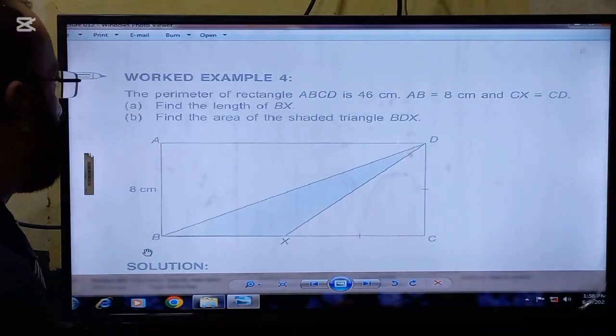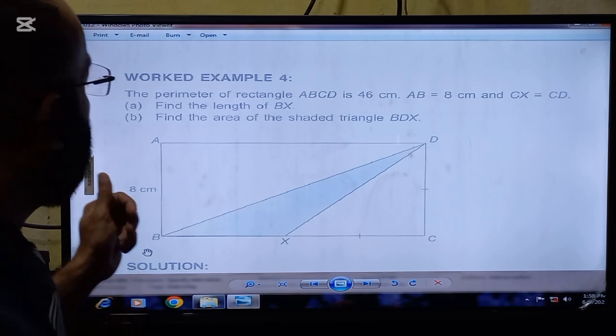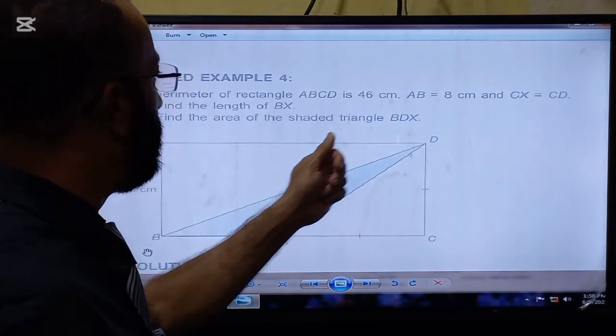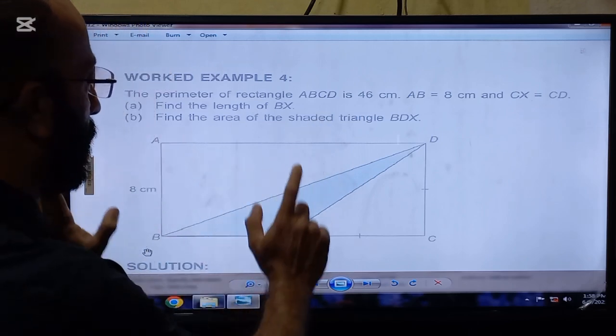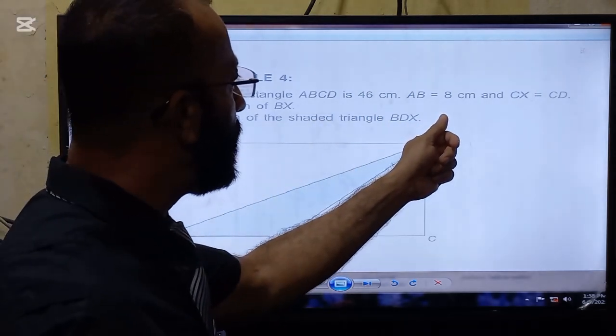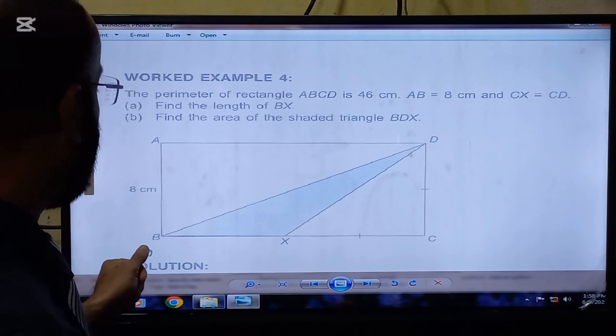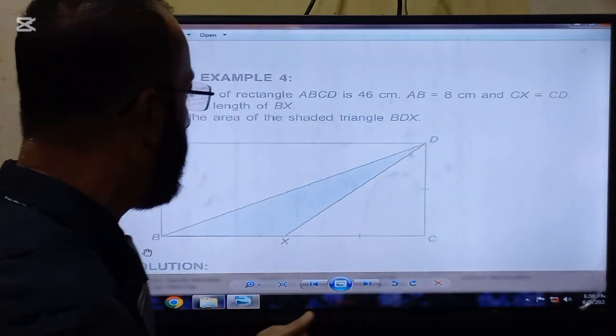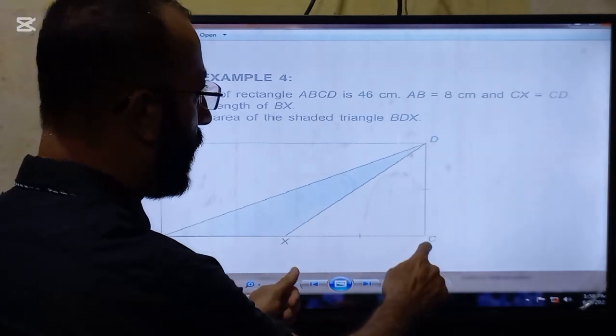Here is another question. The statement of the question is: the perimeter of the rectangle ABCD is 46 centimeter. So perimeter is given. AB is equal to 8 centimeter. Look at this side. This is 8 centimeter, and it is also given that CX is equal to CD. So CX and CD sides are equal.